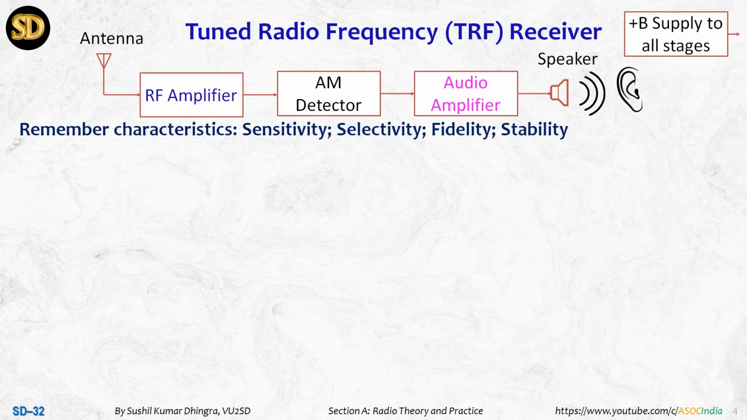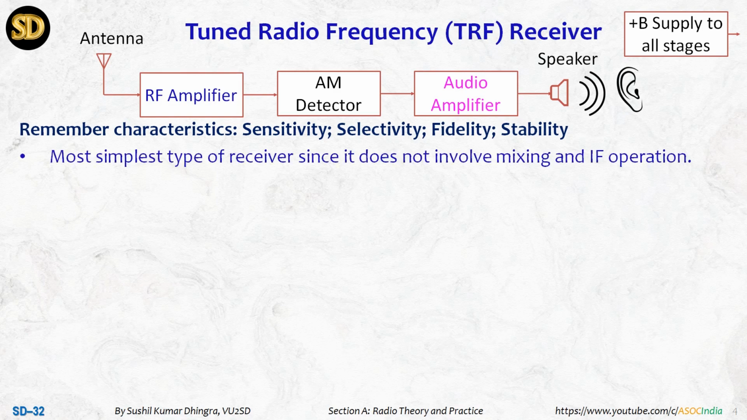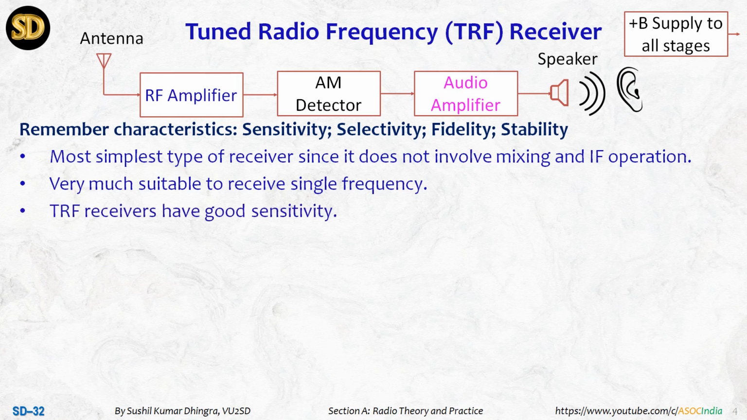Here you have to remember the characteristics of a receiver, mainly sensitivity, selectivity, fidelity and stability, all four explained in previous sessions. One thing is very important: this TRF is one of the simplest forms, without so many complicated stages like mixers and IF operations. It is very suitable to receive a single frequency and channel, and it is already pre-designed, so everything is good, and selectivity is also good.